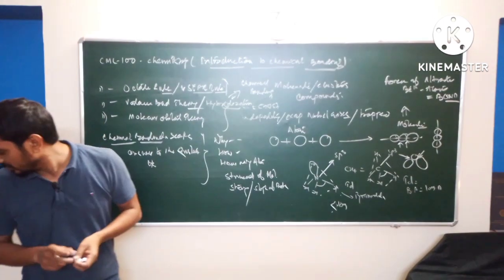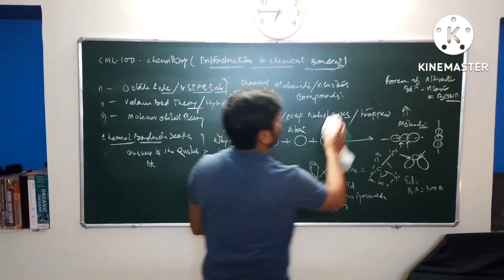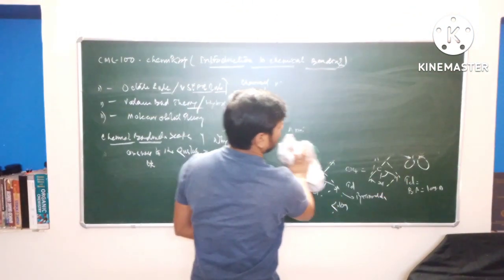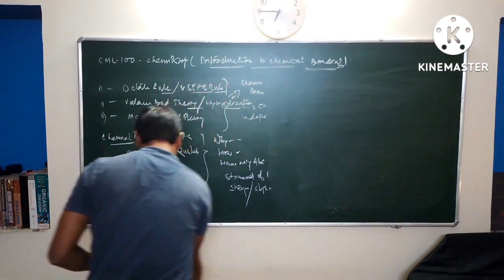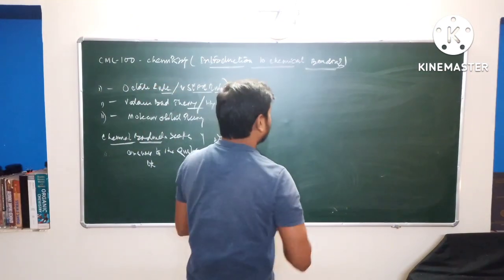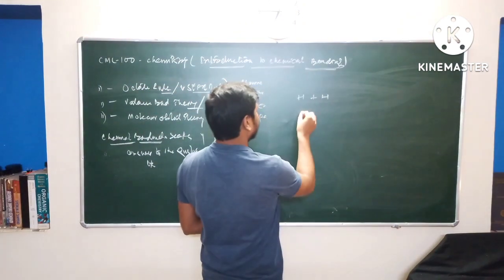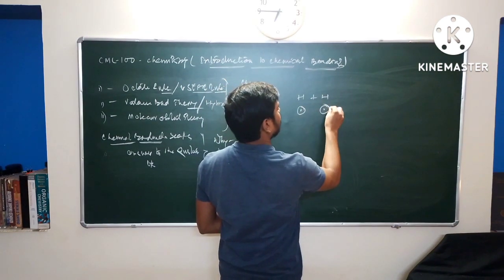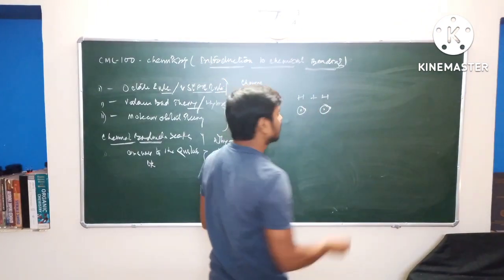Okay. So let me tell you a little bit about valence bond theory, coming directly. Valence bond theory. Let me develop a picture. This is a hydrogen atom. Let me picturize this. This is the nucleus, and this is the electron.